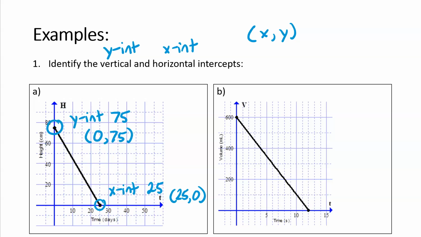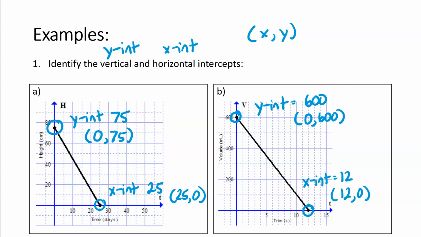For graph B, the y-intercept is right there. So we can say the y-intercept equals 600, or we can write that as an ordered pair, (0, 600). The x-intercept, where you intersect the x-axis, right there, that's 10, 11, 12. So the x-intercept has a value of 12, or as an ordered pair, you would write that as (12, 0).